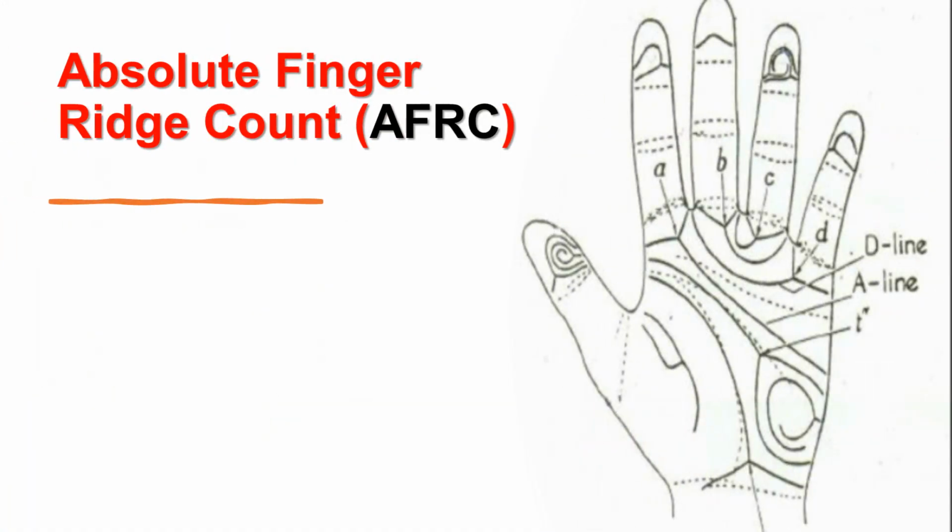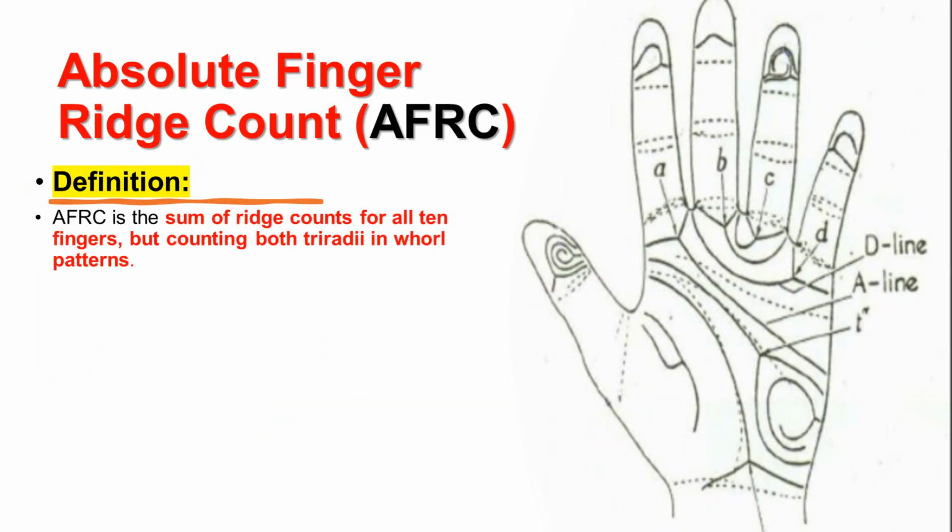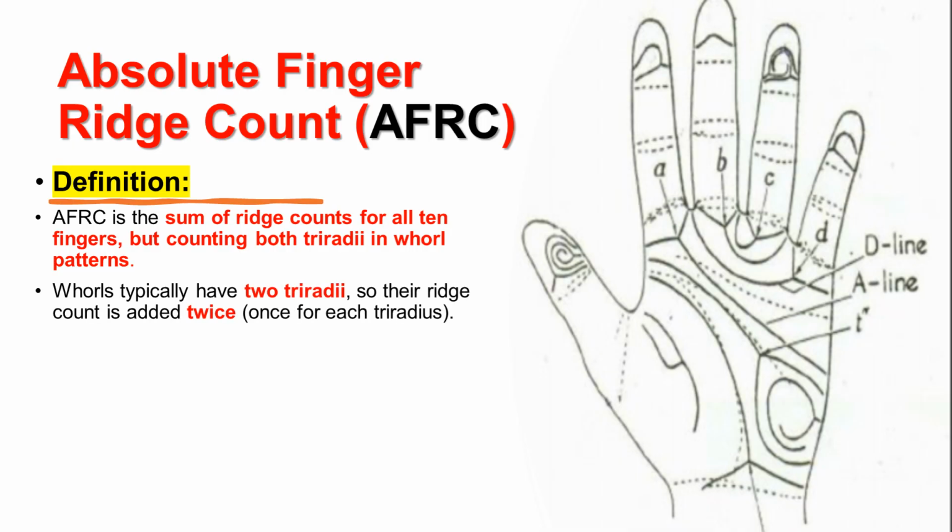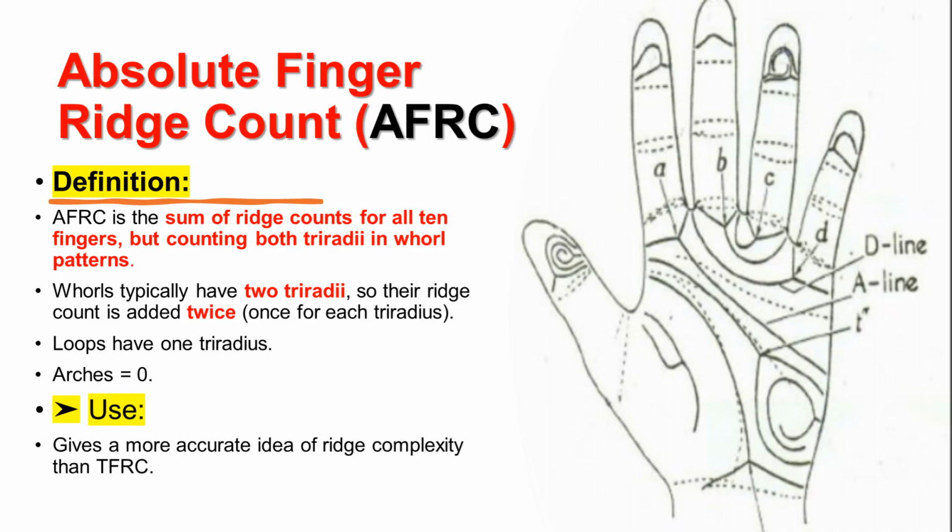2. Absolute finger ridge count, AFRC. Definition: AFRC is the sum of ridge counts for all 10 fingers, but counting both triradii and whorl patterns. Whorls typically have 2 triradii, so their ridge count is added twice, once for each triradius. Loops have 1 triradius. Arches equal 0. Use: gives a more accurate idea of ridge complexity than TFRC. Helpful in genetic research and diagnostic screening.